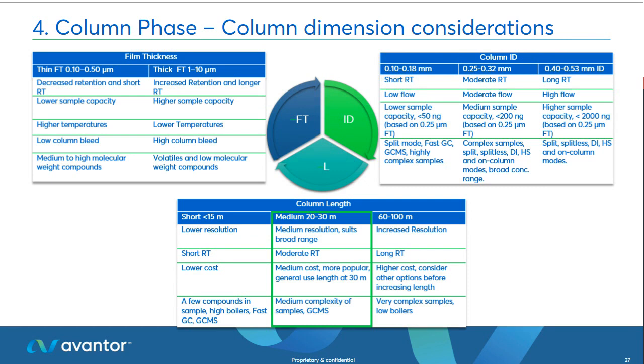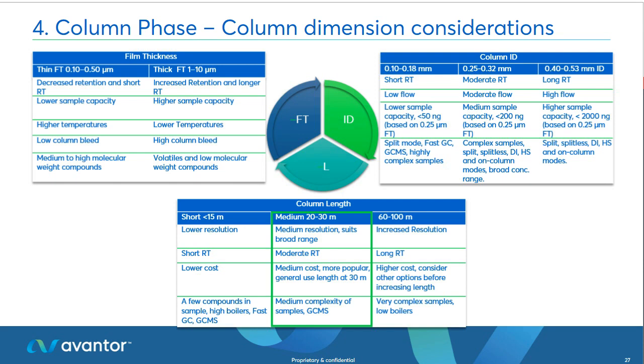So I've highlighted medium, so these are the most common lengths, 20 to 30 meters. Usually you have analytes which have a broad range of boiling points, and then you're looking at medium resolution. You don't necessarily need really high resolution, maybe just standard GC analysis, moderate retention time, maybe like above 20 minutes. It's going to be a medium cost, and then there's more length on the column as well. So if you're doing lots of trimming and lots of maintenance on the column, you're not going to lose much length that's going to affect your analysis.